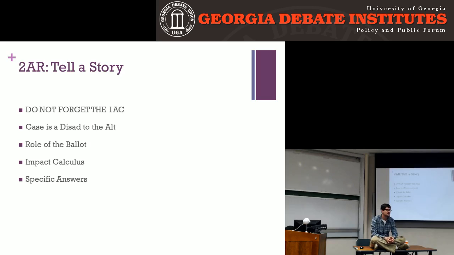Case is a disadvantage of the alternative most of the time. Again, if you've gotten through the 1AR, you've argued the alternative doesn't solve the case. If you've been able to effectively establish that argument, then the reasons the affirmative is a good idea are the reasons why the alternative is a bad idea, because the alternative doesn't do the affirmative. So that's built-in offense for you to build from the ground out and get good work in the 2AR from work you did in the 1AC.